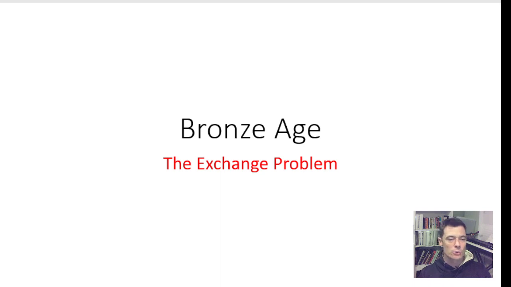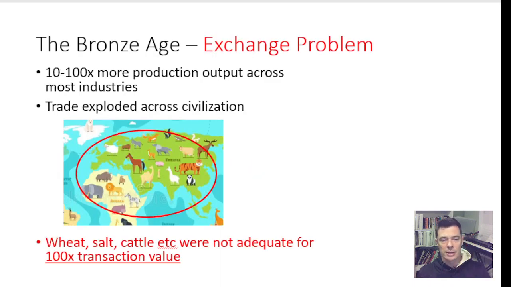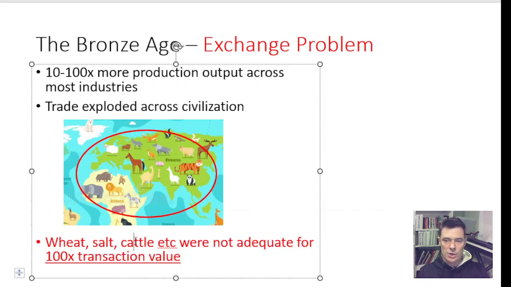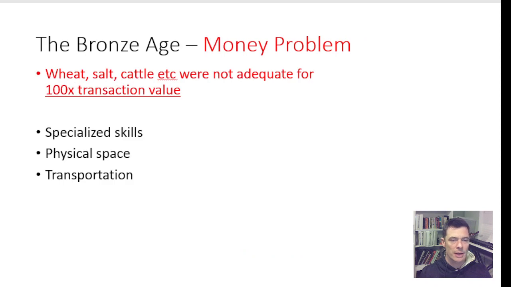This brings us now to our problem. The Bronze Age gave us a large problem with exchange. Now we have these specialized, advanced industries. We're mass producing way more than we can consume, and many people are now living in these large cities. All of this leads to mass trade across civilizations. Our legacy solutions for trade and exchange were, for all intents and purposes, obsolete. There was no way that this technology could satisfy this new challenge. So this is the new exchange problem, or the money problem, for the Bronze Age.